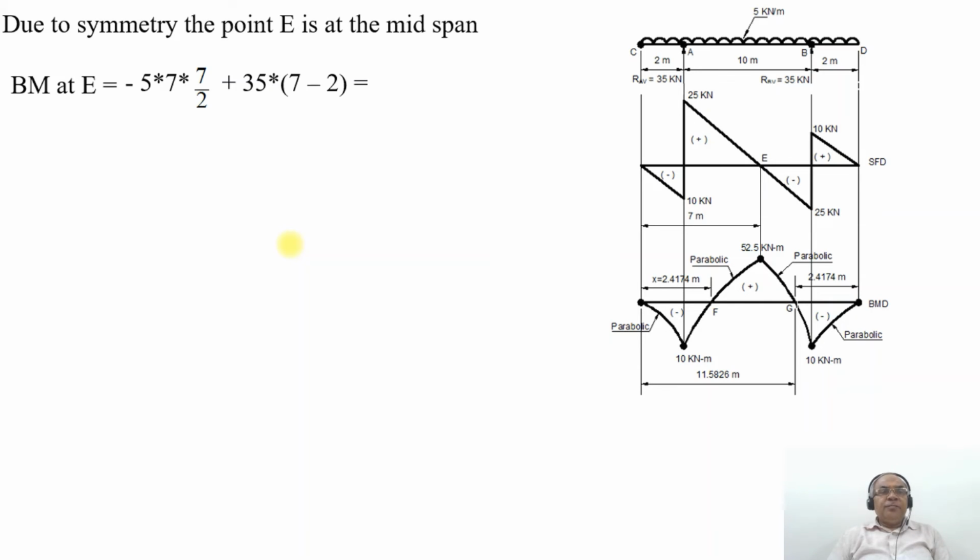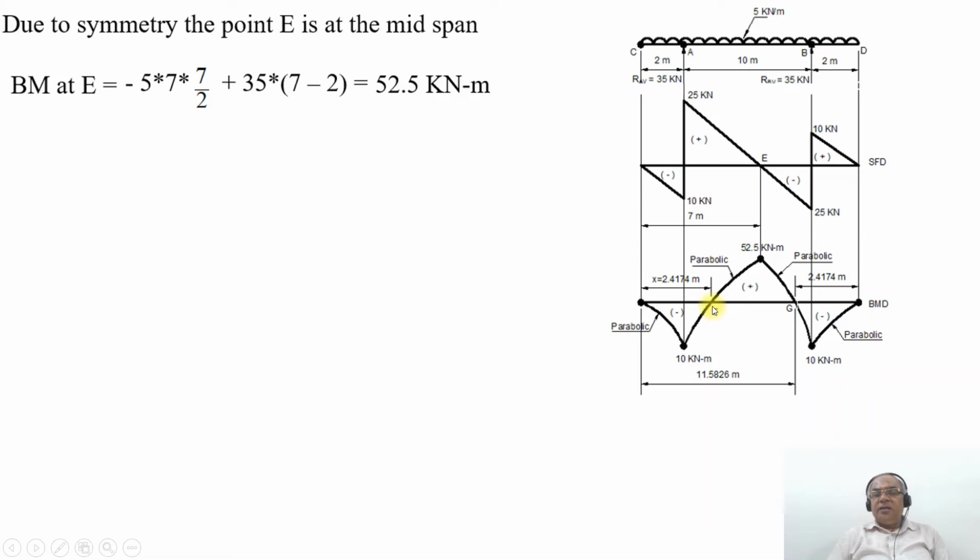BM at E will be equal to minus 5 into 7 into 7 by 2 plus 35 into 5, that is 7 minus 2, which is 5. On simplification, you are going to get 52.5 kilonewton meter. So at the point E, you get the maximum bending moment, which is 52.5 kilonewton meter. Then from here, you join from minus 10 kilonewton meter to plus 52.5 kilonewton meter parabolically. Then again from 52.5 kilonewton meter to minus 10 kilonewton meter, you join it parabolically because the entire span between A and B is made out of uniformly distributed load.